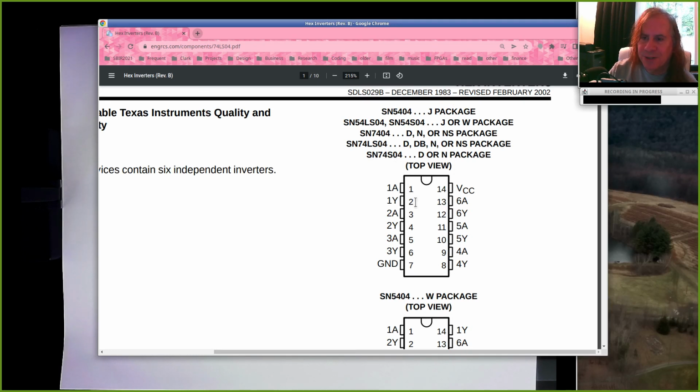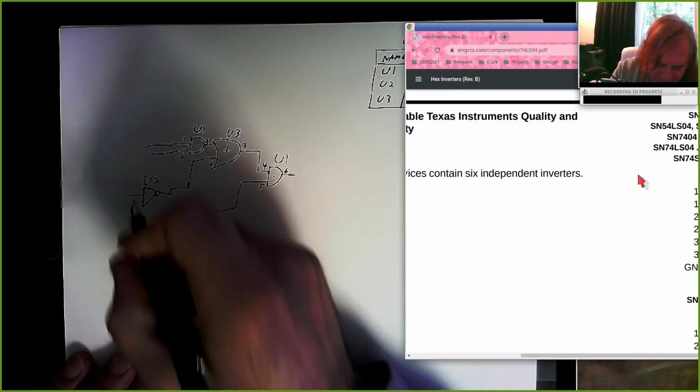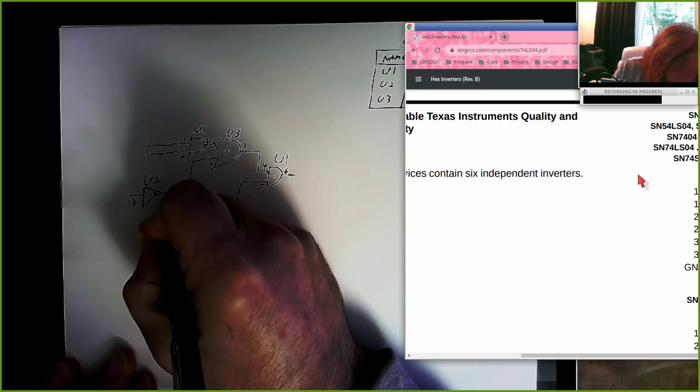If you come in on pin 1, you come out on 2. In on 3, out on 4. In on 5, out on 6. In 9, out 8. In 11, out 10. Or in 13 and out 12. And so maybe just to be different, I'm going to use this 6th inverter over here where the input is on pin 13, the output is on pin 12. So I'd label this 13 and I'd label this 12.